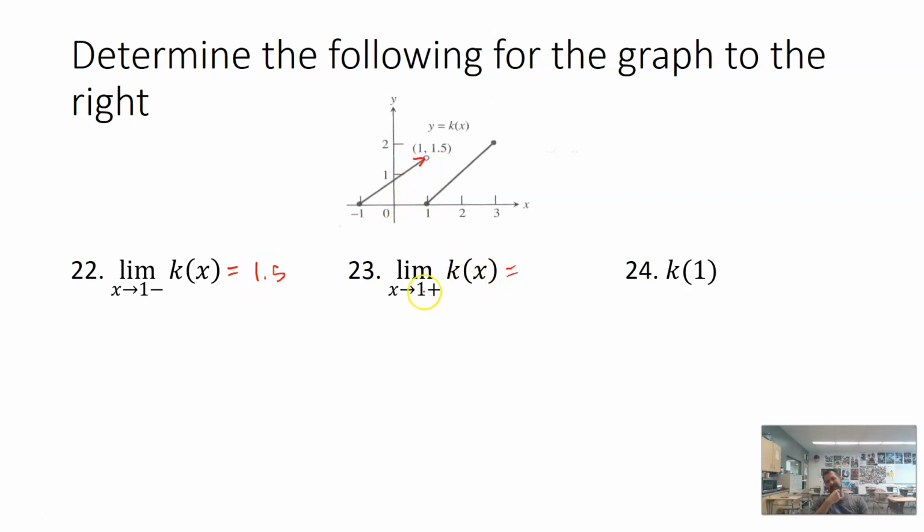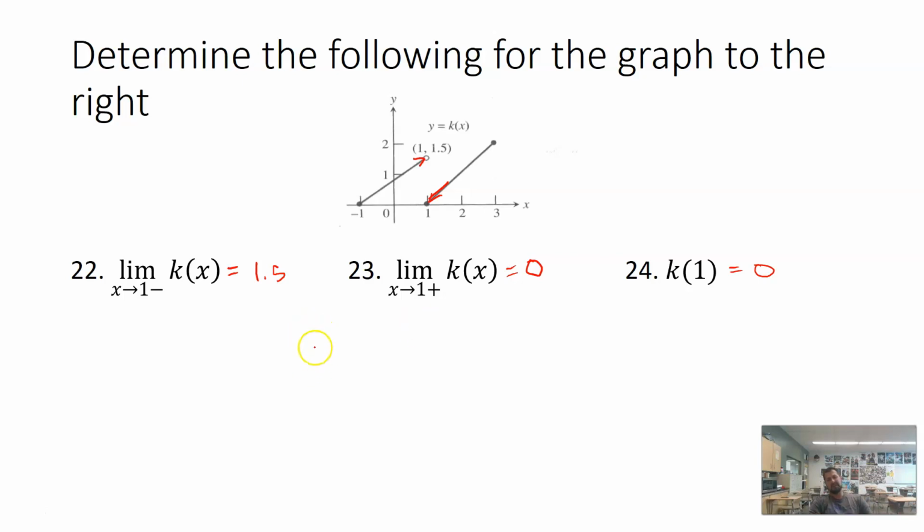On the right-hand side, or on the positive side, I can see the y value is 0, because that's what we're getting closer to. And then k of 1 is simply asking what is the y value when we actually get there. So where's the closed-in circle? That is 0.